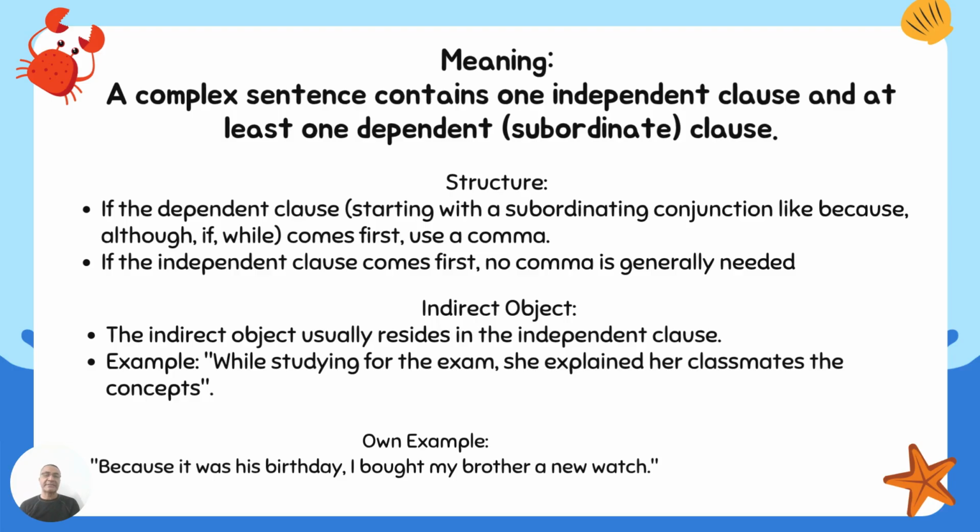What is the indirect object? The indirect object usually resides in the dependent clause. Example: while studying for the exam, she explained her classmate the concept. Our example: because it was his birthday, I bought my brother a new watch. You see that example.